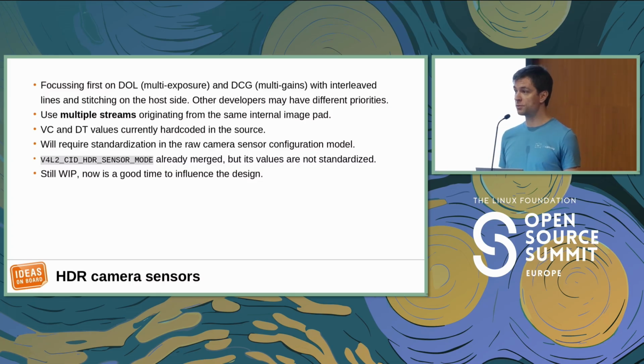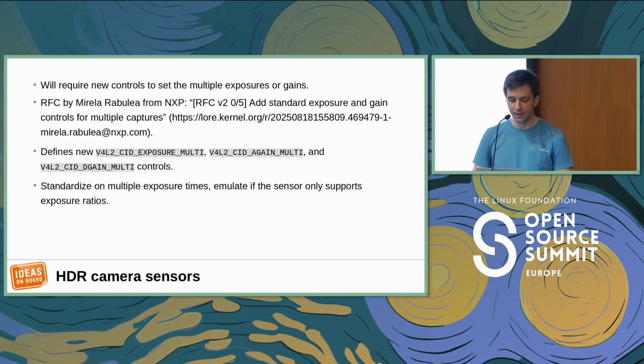And we model that just with streams. You have 2 exposures, that's 2 image streams. That's it, easy. We still need a set of new controls that are being discussed, because if you have multiple exposures, well, you have to set multiple exposures. Right now we have a control that's a single set exposure. Now we need multiple ones, and same for the gain, analog gain, digital gain. So we'll see how that goes. There's an RFC that was posted by Mirela from NXP. There's ongoing discussion, so also a good time to make sure that your use cases are covered.